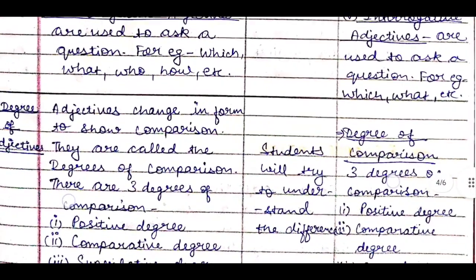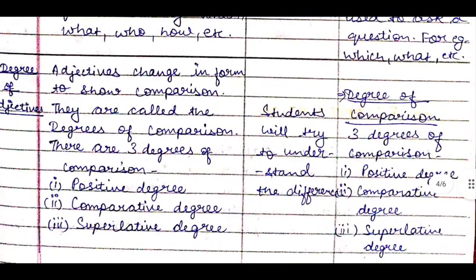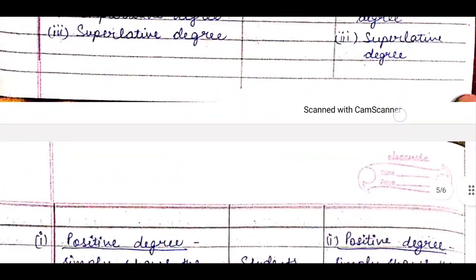After that comes degrees of adjectives. Now what are degrees of adjectives? Adjectives change in form to show comparison. When we are showing comparisons, they change in their form, so they are called the degrees of comparison. There are three degrees of comparison: first is positive degree, second is comparative degree, third is superlative degree. Students will try to understand the difference between these, and we'll write the three on the board and then explain them.